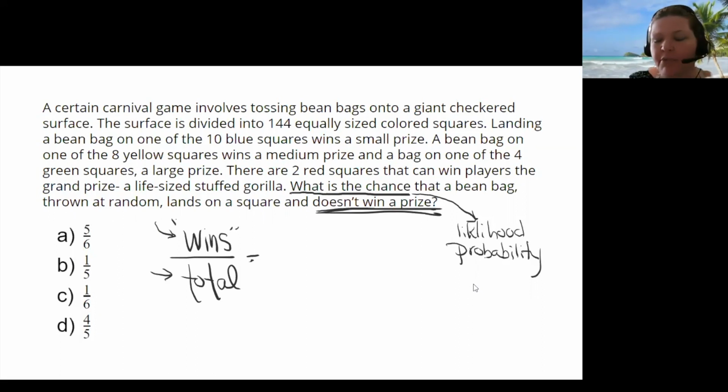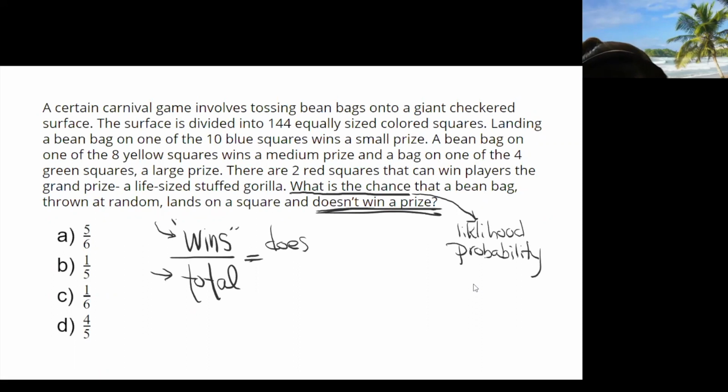And then the bottom is the total possibilities, anything that could happen. Okay, so let's go looking for those numbers. Now, this is a little weird because I'm looking for the chance that we don't win a prize. So I just called that the wins. That's a little confusing, but in this case, it's the doesn't win a prize out of the total squares.